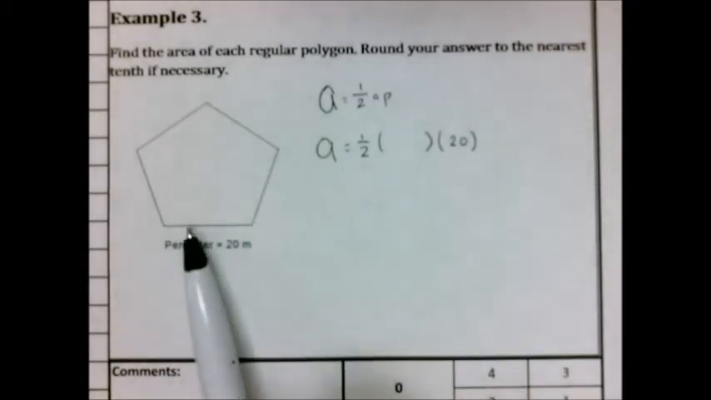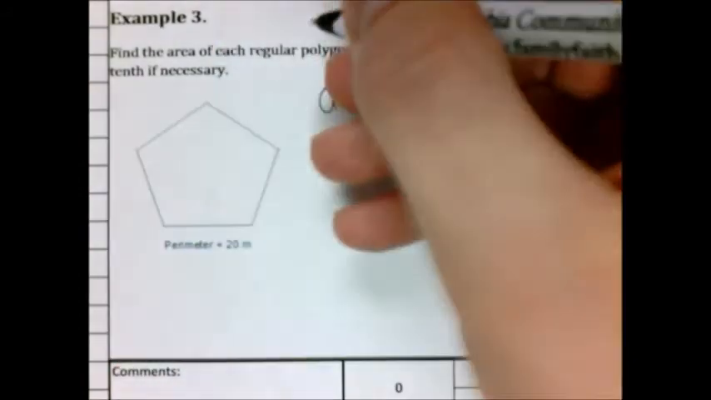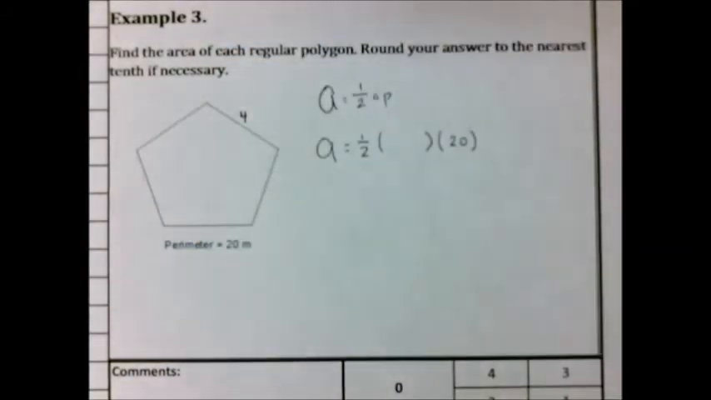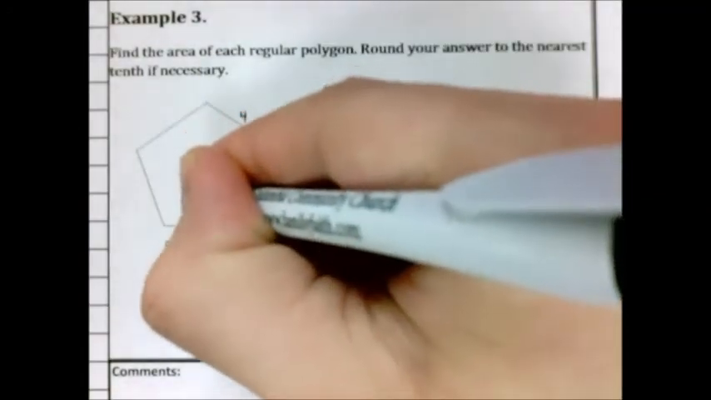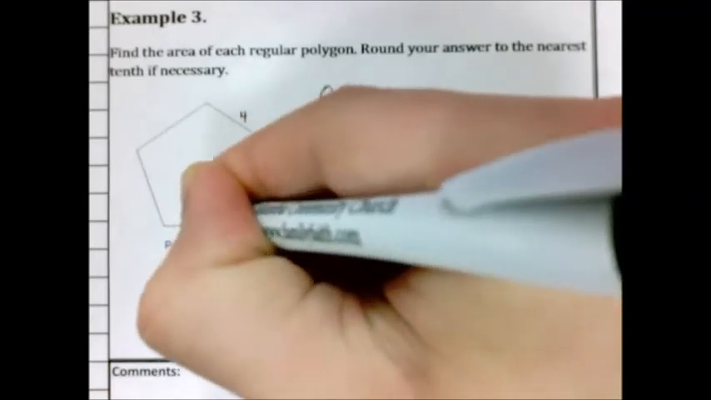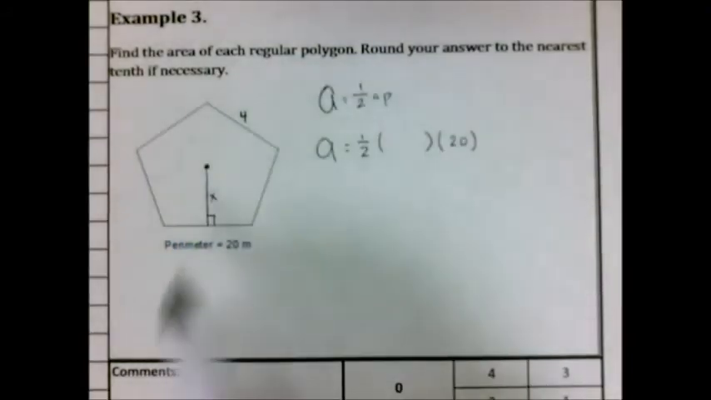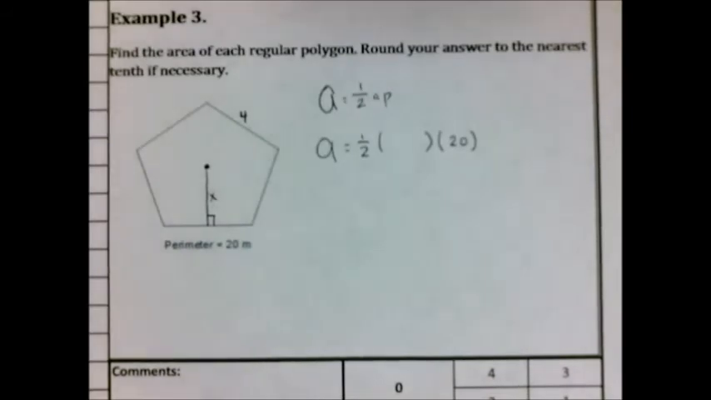And if the entire perimeter is 20, there's 5 sides, we can conclude that 20 divided by 5 is just 4. That means each side length has to be 4 units in length. Now, to figure out what that apothem is, remember the apothem is the distance from the very center. I'm going to make a dot there and say that's the center. We want to figure out what the distance, put that as an x, from the midpoint of this side to the very center of the polygon is.